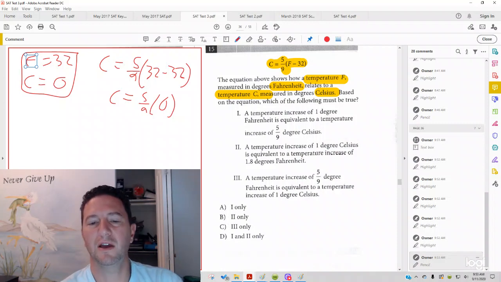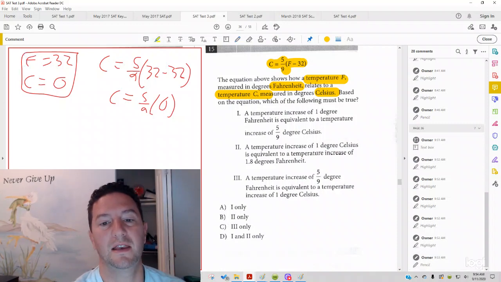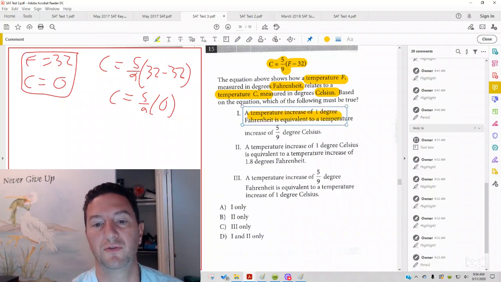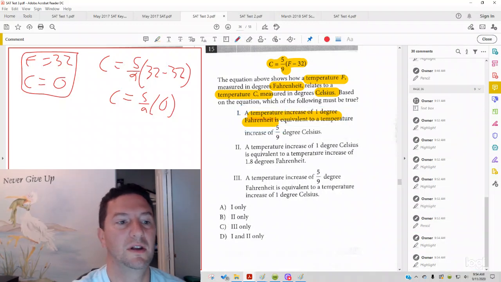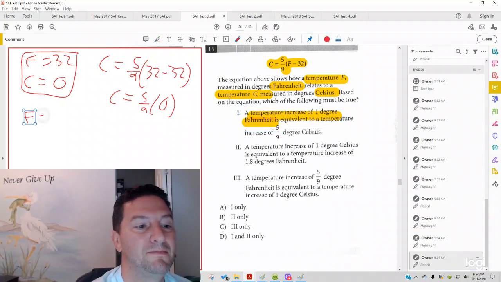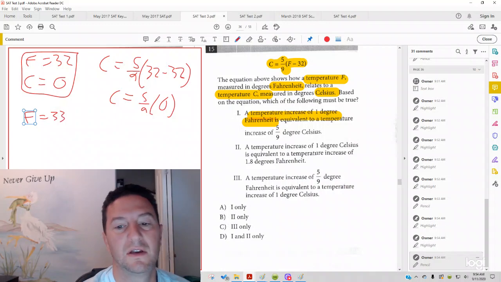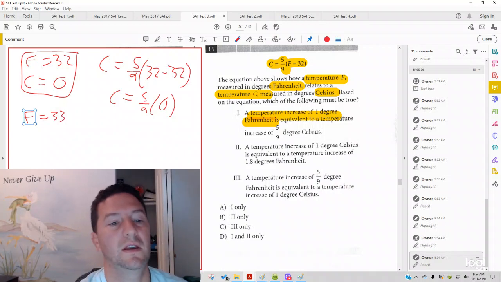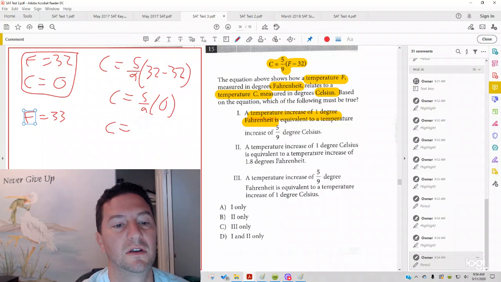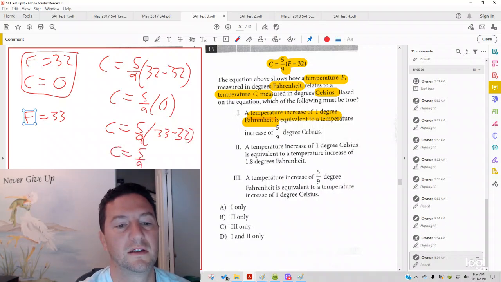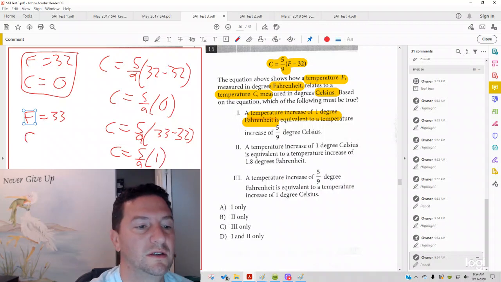So now I have to pay attention to the change that's going on in the problem. It says that you have a temperature increase of 1 degree Fahrenheit. So now my new Fahrenheit has to be 33 degrees. That's a temperature increase of 1 degree Fahrenheit. Then I plug back into the equation. C equals 5/9, and then you've got 33 minus 32. And you get C equals 5/9 of 1, which is simply 5/9.